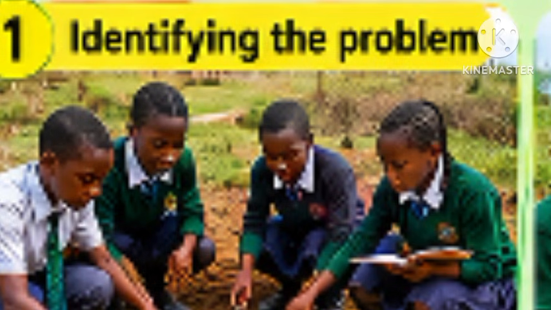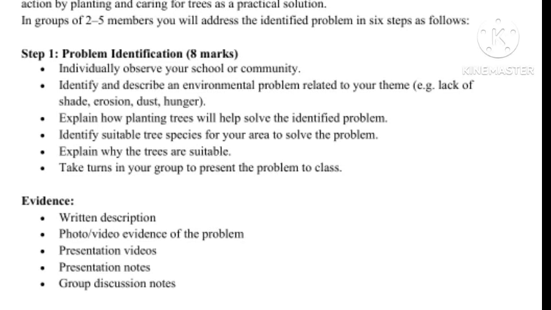Learners should observe their school or community and identify an environmental problem. Examples include soil erosion, dust, lack of shade, hunger, and poor air quality. Learners should explain how planting trees can help solve the problem. Here is a sample presentation you can use.